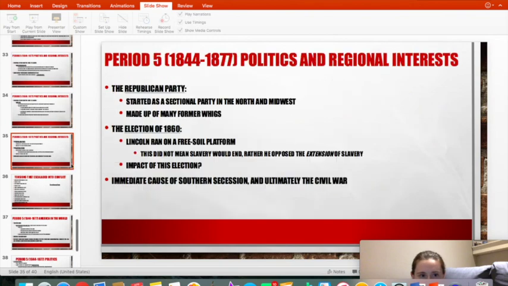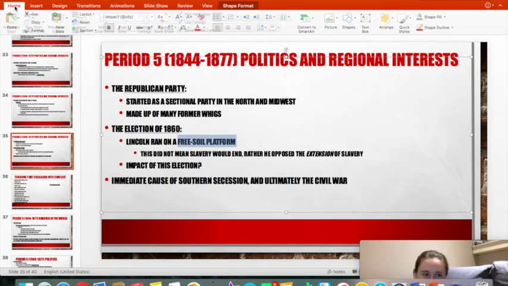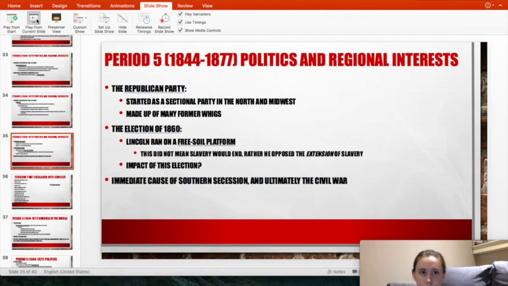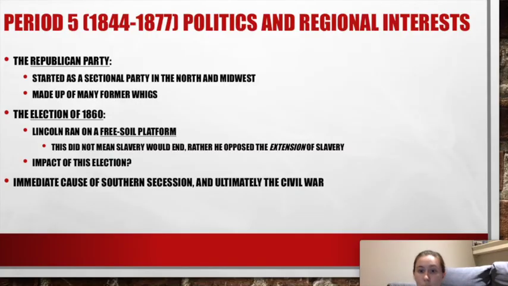You know what? Let me go ahead and underline this so that you guys can put this in your notes as well, if you don't already have it. The Free Soil Platform. So Abraham Lincoln ran on the platform that the expansion of slavery would be stopped, but states that already have slavery would, for his political belief, be able to continue that institution.